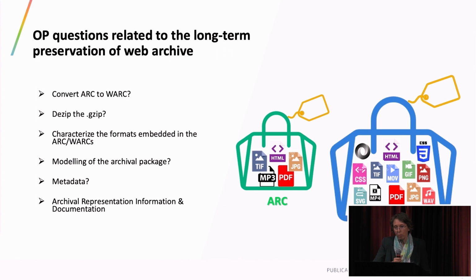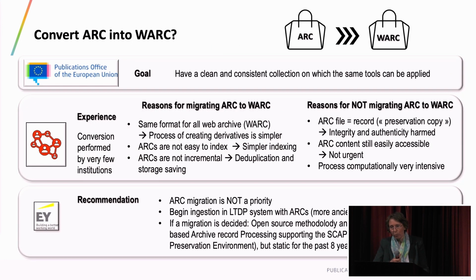So the questions that we were asking ourselves were about the formats themselves, so ARC, WARC, what is the difference, should we convert them? About the compression, because those are compressed files, so zipped files. What should we do with all the formats that are embedded? How should we model the AIPs, the archival packages? What about the metadata? And finally, you spoke about context. What should we archive as a context? So first question, the ARC and WARC files.